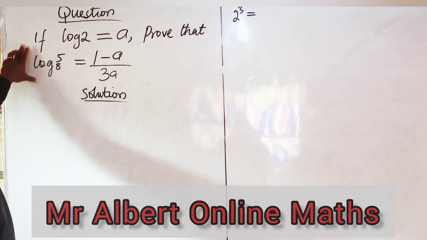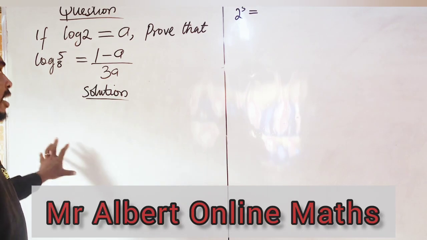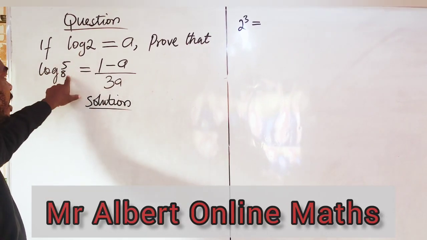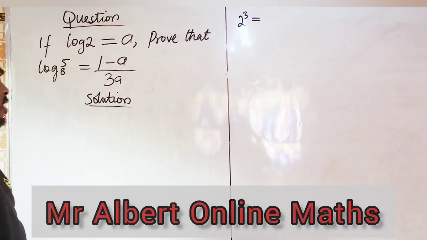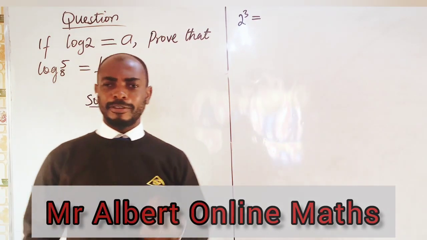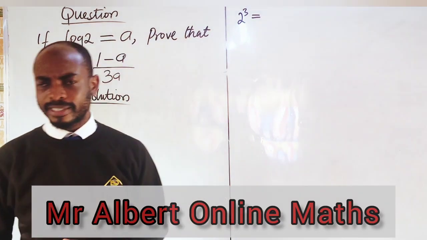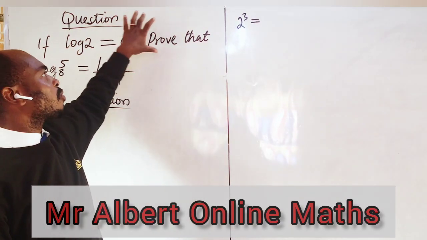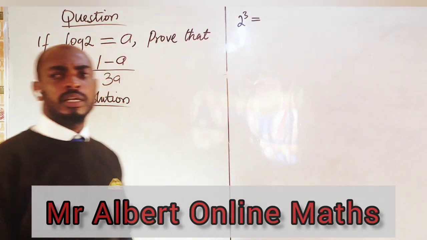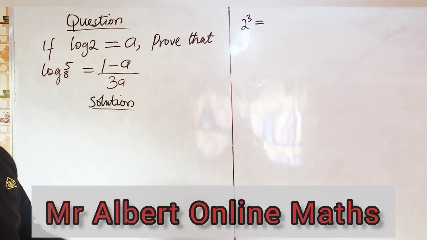Now the question says, if log 2 equals a, prove that log 5 base 8 equals (1 minus a) all over 3a. Now the first question we are going to ask is, where is this question coming from? Which topic can we find this question? The question can be found in logarithm.